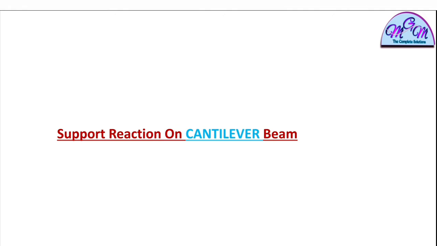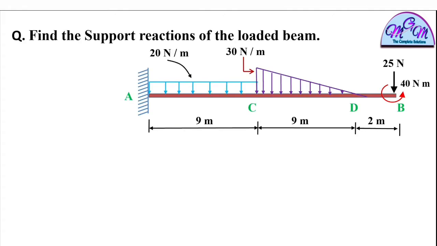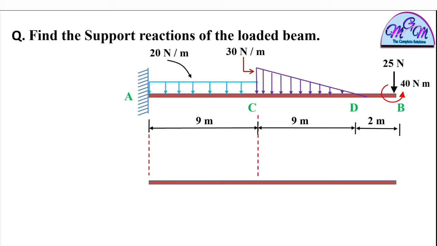Today we will learn about the support reaction on a cantilever beam. Here there is a cantilever beam AB which is subjected to a number of forces: a uniformly distributed load, a uniformly varying load, a concentrated load and a moment load. Before going to solve the problem, you should make the free body diagram of the loaded beam.